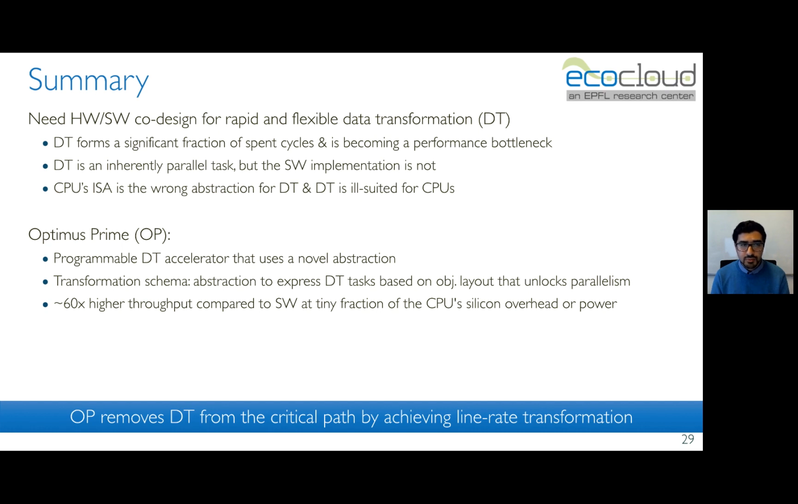We introduced Optimus Prime, a programmable DT accelerator that uses transformation schema, a novel abstraction to express data transformation tasks based on the object layout. OP delivers 60 times higher throughput compared to software at a tiny fraction of the CPU's silicon overhead and power, and it removes DT from the critical path by achieving the line rate transformation.